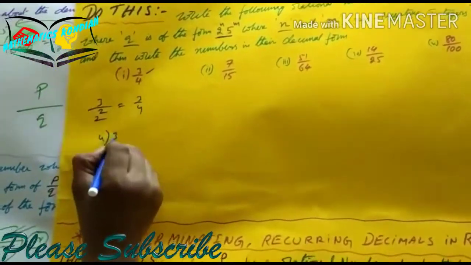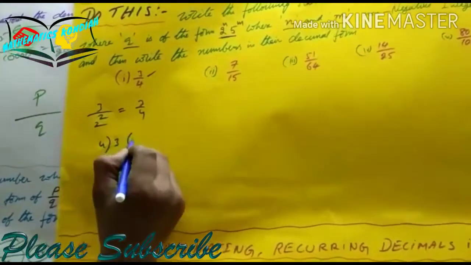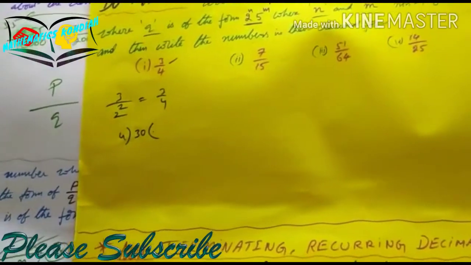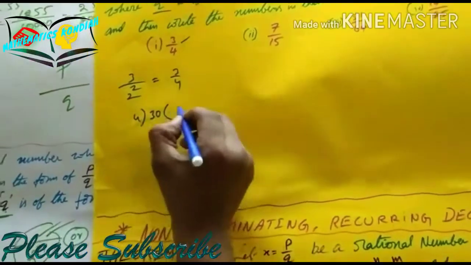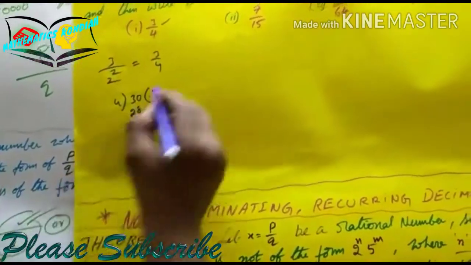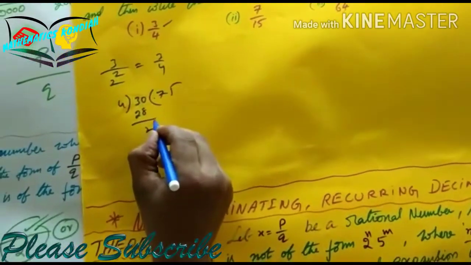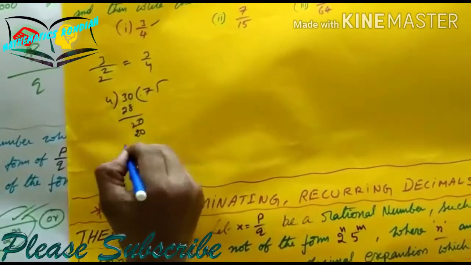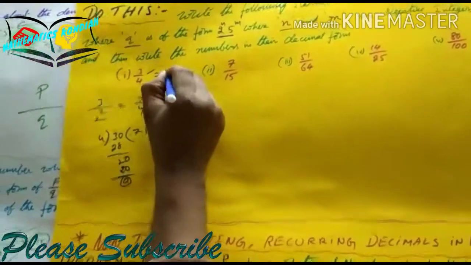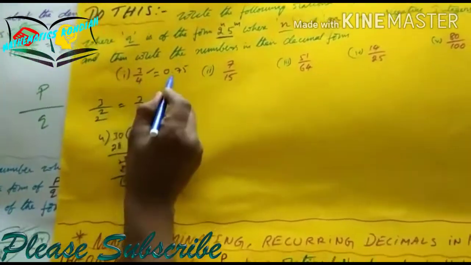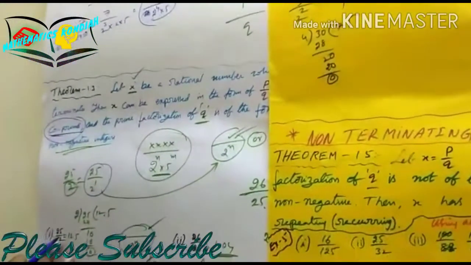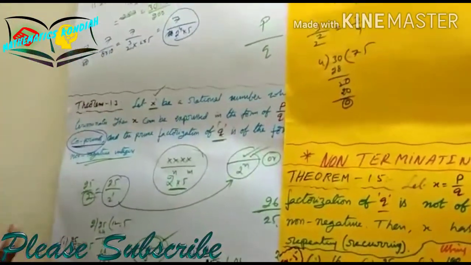Compared to 3, 4 is bigger. You take 0.0. 4 7s are 28. At the same time, 4 5s are 20. The remainder is 0. Therefore, 3 by 4 is 0.75. This is the rational form converted into decimal form.